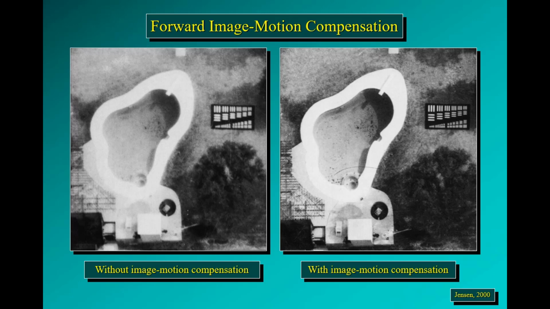On the right hand side are those same targets but with image motion compensation deployed. And as you compare the two images, you see that the image on the right is much crisper. You have much better, well-defined boundaries. Again, you don't have the blurring effect that you see on the left-hand side of the figure there.